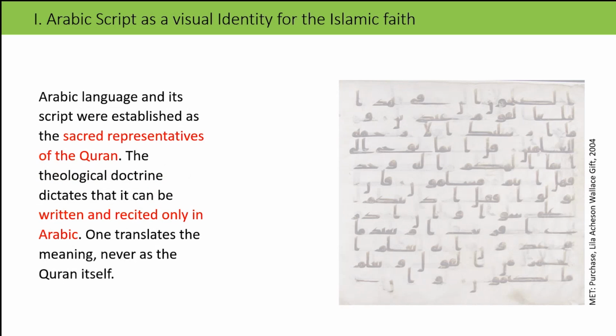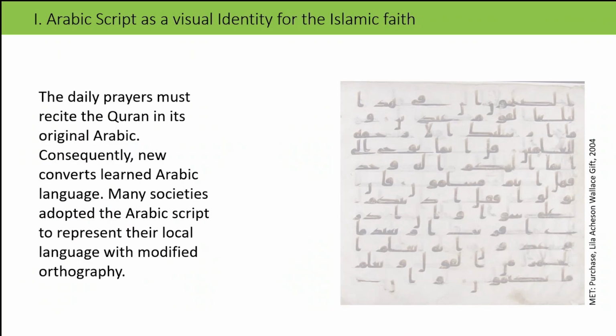From the very beginning of Islam, the Arabic language and its script were the sacred representation of the Quran. And the Quran can only be written and recited in Arabic. That made the Arabic script the visual identity of the Quran, of Islam. Even the daily prayers have to be recited in Arabic. Even if you don't understand Arabic, you have to recite in Arabic.